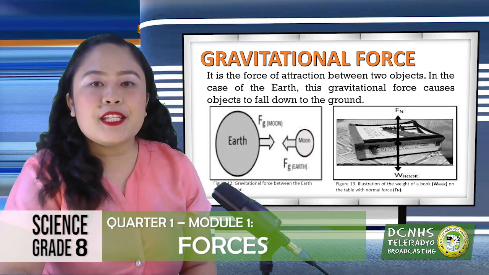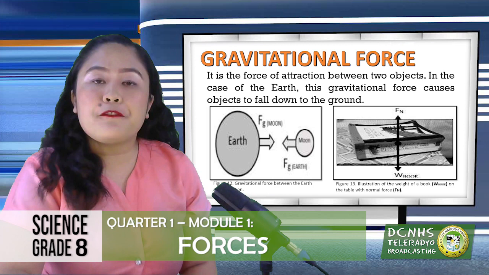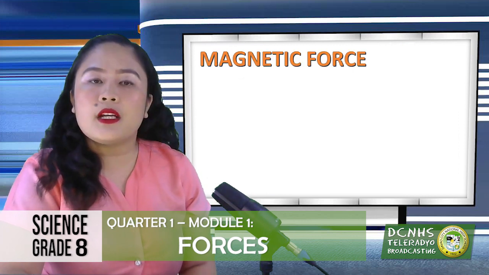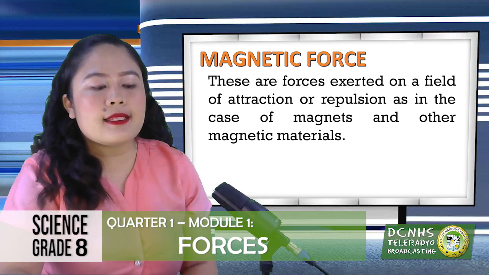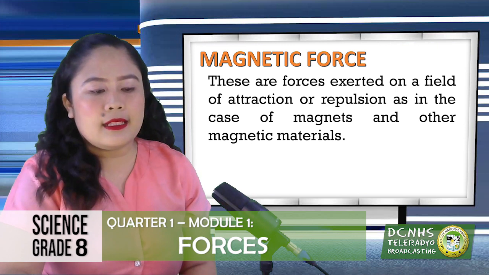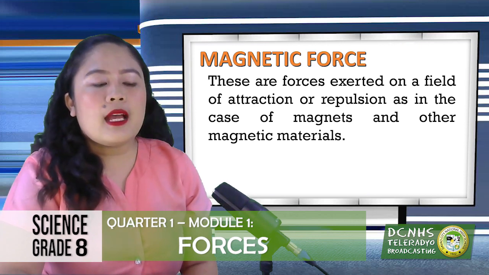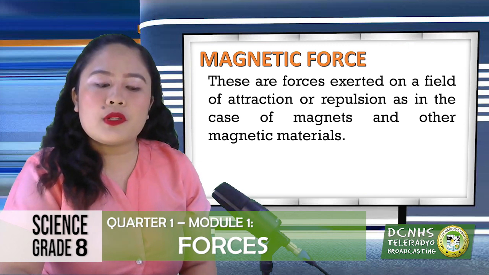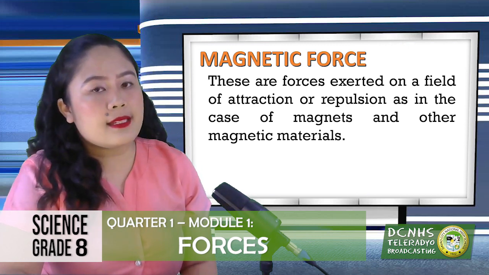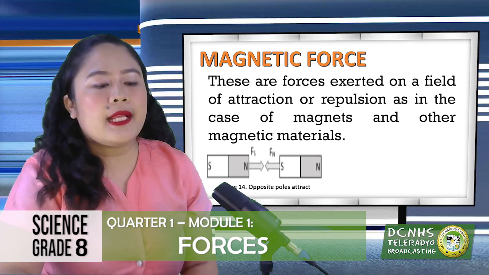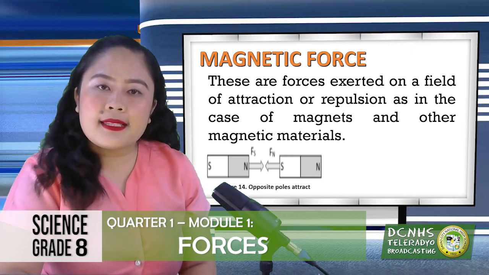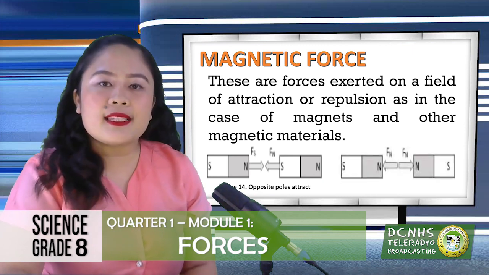Second, magnetic forces. Magnetic forces are forces exerted on a field of attraction or repulsion, as in the case of magnets and other magnetic material. Magnets and magnetic materials have two poles, north and south poles. Attraction occurs when two poles are not the same, a positive and a negative, while repulsion takes place with the same poles, positive, positive, or negative, negative.